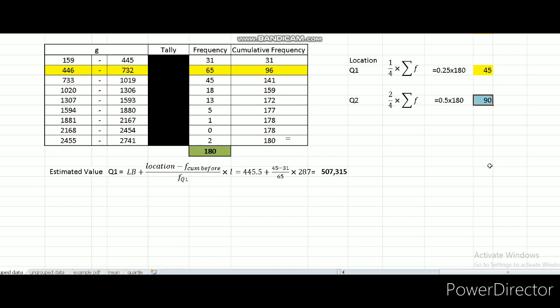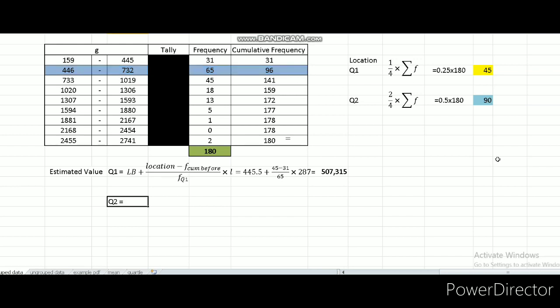Okay, let's mark it as blue. The 90th data is still located in the second group, since the end of the second group will be the 96th data, right? So the second quartile is still in the second group, the same group as the first quartile, but it will be different since the location is the 90th. Let's mark it as the blue one.